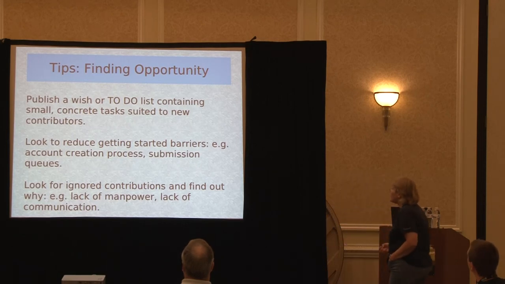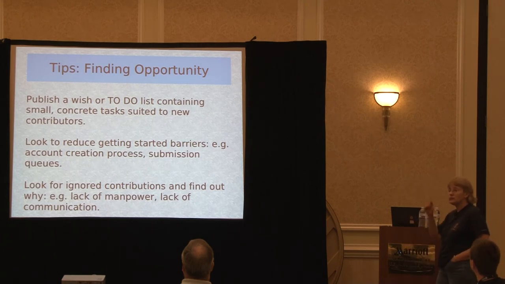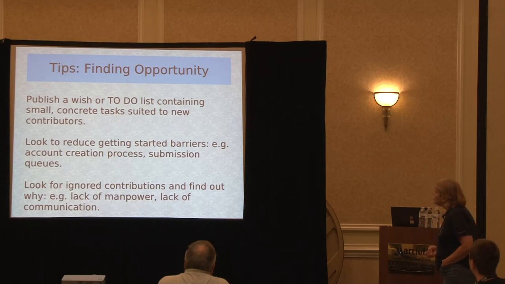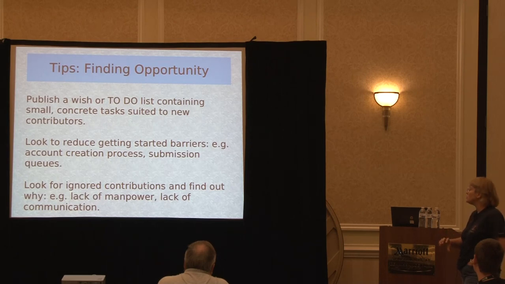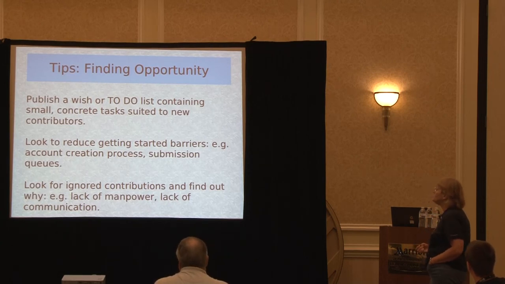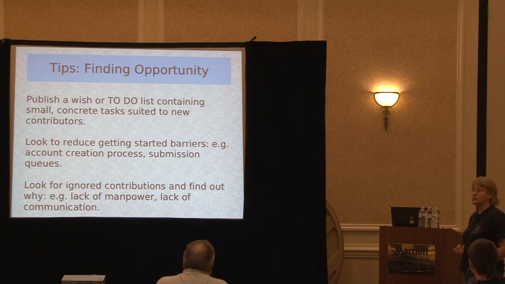Finding opportunities in a project. Projects should have a to-do list, preferably on the front page of their website. And that to-do list should contain small, concrete tasks that would be appropriate to a new contributor, and ideally in different categories, so code tasks, documentation tasks, and so on. You should take a look at your infrastructure and see, do you have any barriers? For example, do you force people to go through some sort of account creation process? And if so, is it onerous? Do they have to wait 3 days for someone to read their emails to give somebody a new account? You also want to take a look at how your submission queues get handled. Do things go in and rot for 6 months? If that's the case, you have to take a close look and see, is there something we can do better?